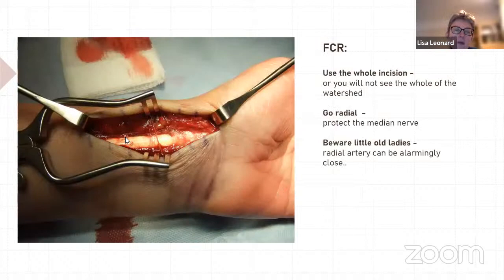So when you go to FCR, don't do that thing where you're going down a smaller and smaller hole. Make sure you dissect all the way to the end of your incision. Come on the radial side, protect the median nerve, but do watch out for your little old lady, because you'll find the radial artery can be alarmingly wiggling away there if you're not careful, very close.